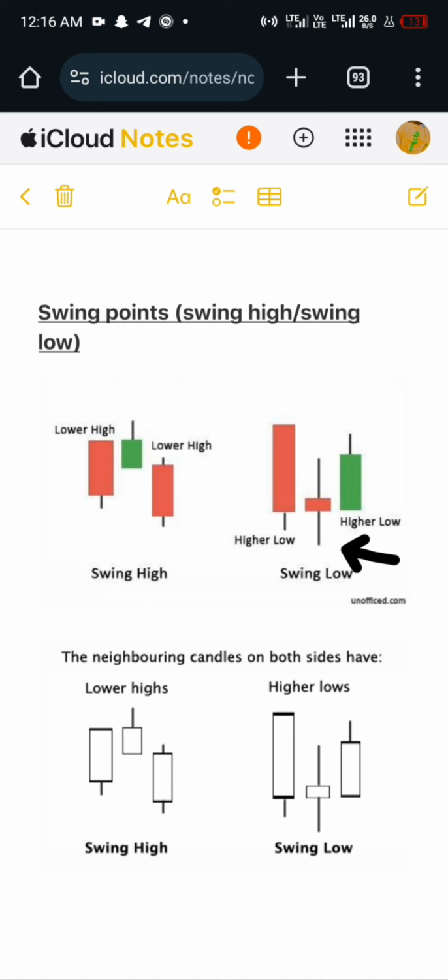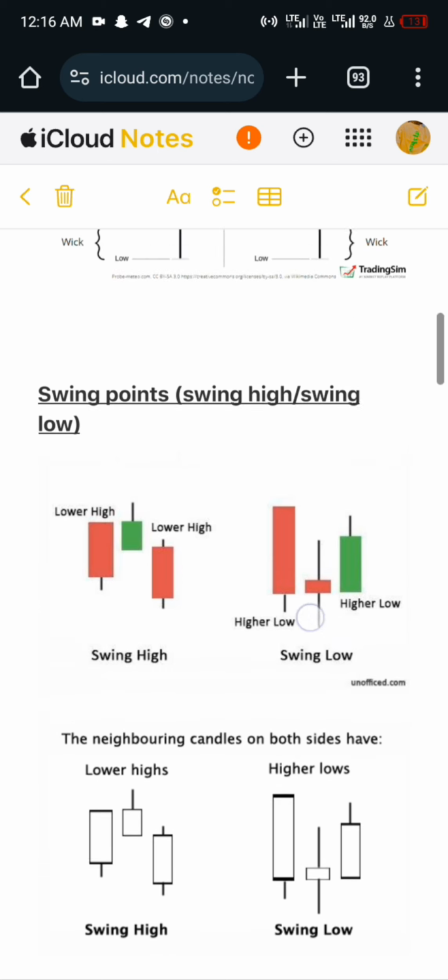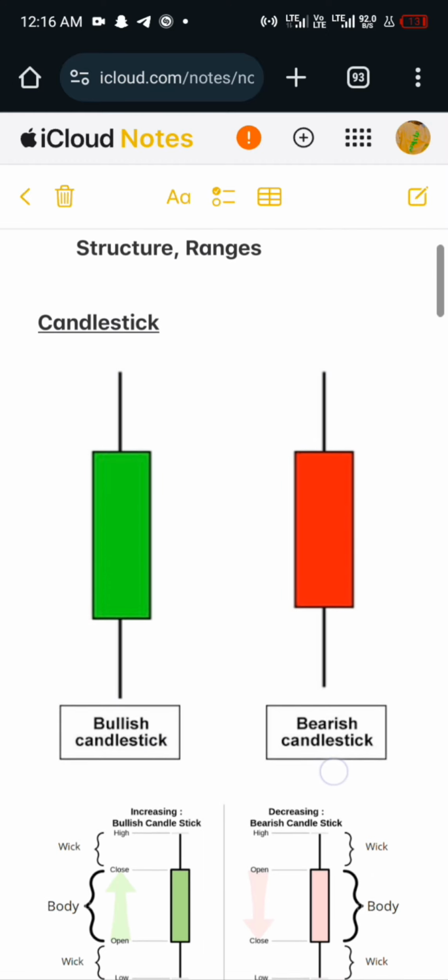So now, just a brief recap. Number 1, your swing low or your swing high is a 3 candlestick pattern. Now, if I say candlestick, if I come back to the first picture, the bullish candlestick, the bearish candlestick, meaning one individual candle is a candlestick, but a series of candles will be referred to as candlesticks with the S.